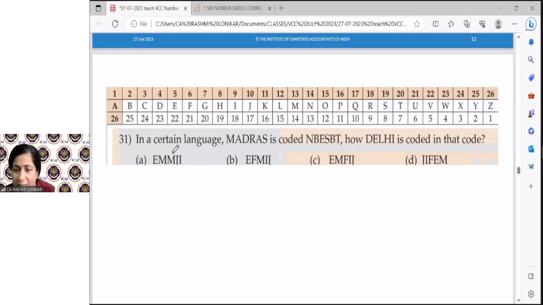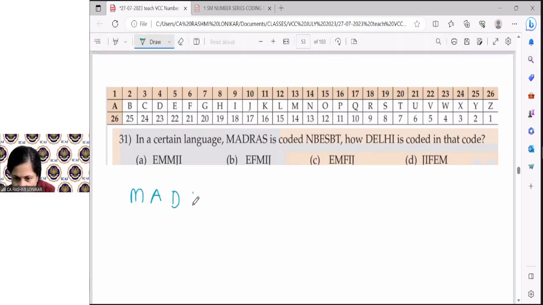Okay, now let us see. In a certain language, MADRAS is coded as NBESBT. How will DELHI be coded?